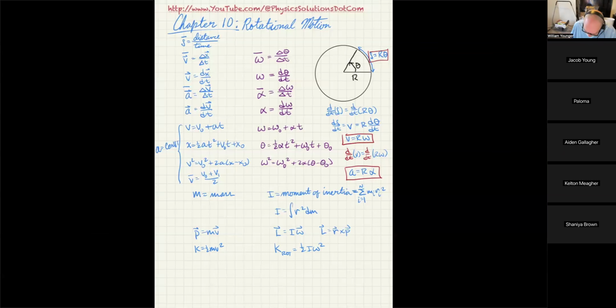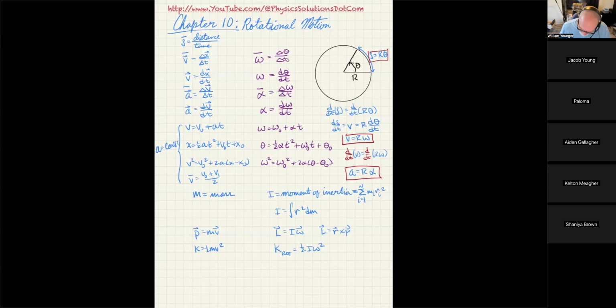A lot of times it has the same units, other times it doesn't. For instance, angular momentum has a different unit than momentum, and mass has a different unit than moment of inertia. Moment of inertia has units of kilograms meter squared, and mass just has units of kilograms. Momentum has kilograms meters per second, but angular momentum has meters times kilograms meters per second, so it's kilograms meter squared per second. But kinetic energy, both rotational and translational, has units of joules.